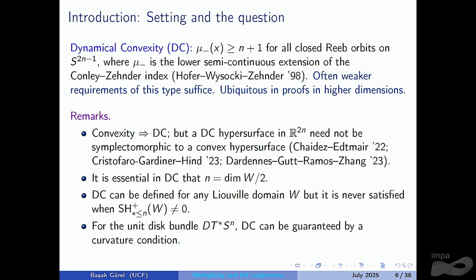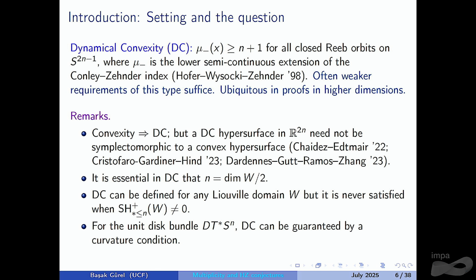Okay, so that conveniently brings us to the very common convexity condition. This is a more general condition than strict convexity, which we know is not preserved under symplectomorphisms, contactomorphisms. The condition, what came to be referred to as dynamical convexity, was introduced by Hofer, Wysocki, and Zehnder. It's an index condition which says that, again, on S^{2n-1}, the Conley-Zehnder index of closed Reeb orbits is at least n plus 1.